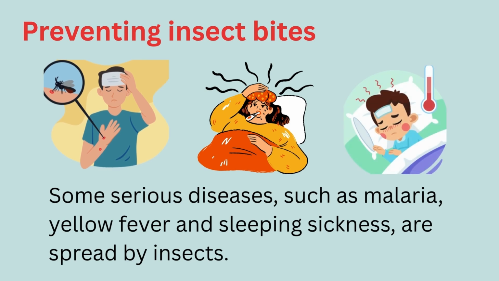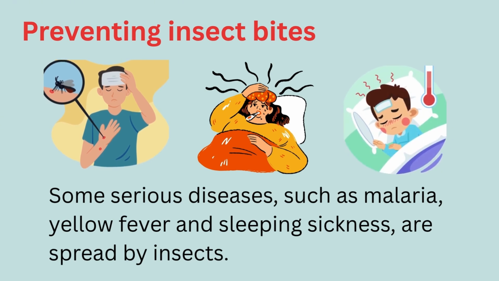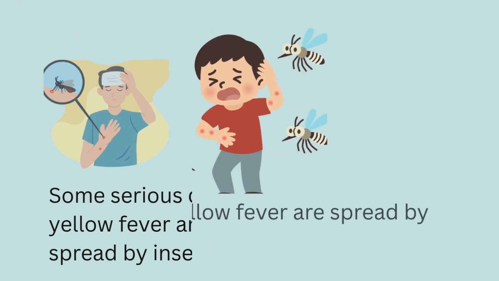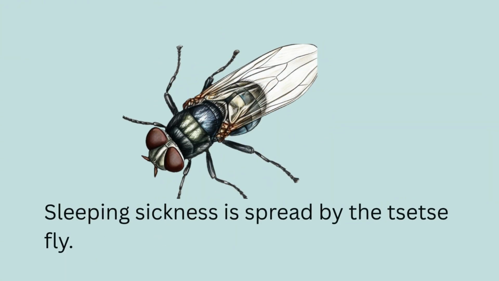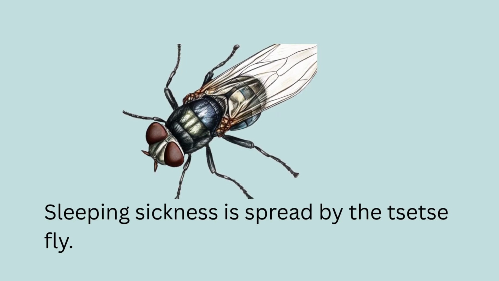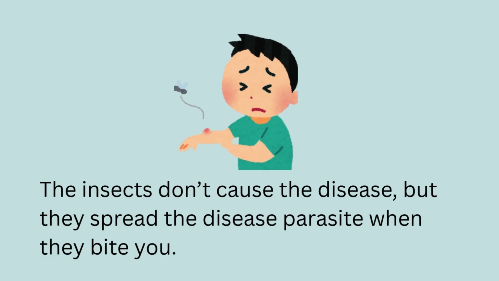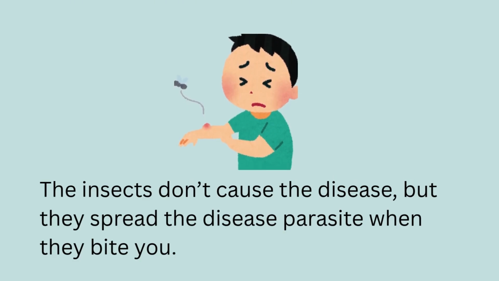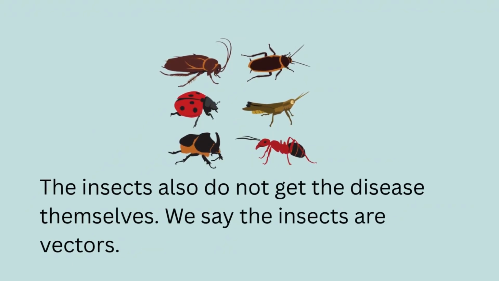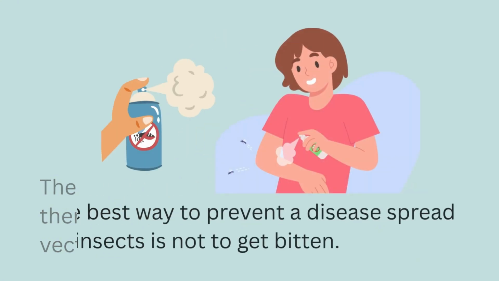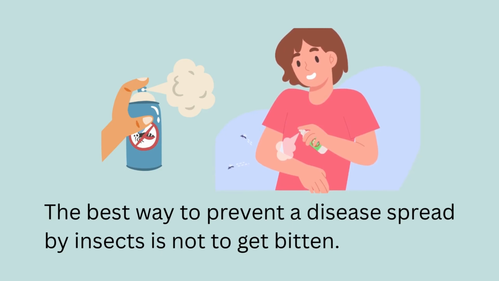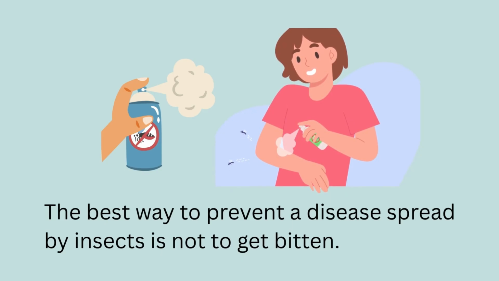Preventing insect bites. Some serious diseases such as malaria, yellow fever, and sleeping sickness are spread by insects. Malaria and yellow fever are spread by mosquitoes. Sleeping sickness is spread by the tsetse fly. The insects don't cause the disease, but they spread the disease parasite when they bite you. The insects also do not get the disease themselves. We say the insects are vectors. The best way to prevent a disease spread by insects is not to get bitten.